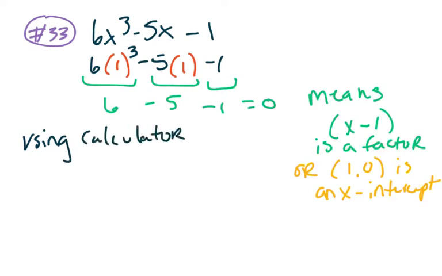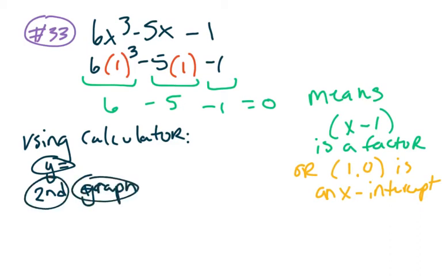And of course you can graph them, but we're trying to plug in each of these numbers. So instead of graphing and trying to find a window that works, you're going to go to your y equals and type in your equation. So let's see, 6x cubed minus 5x minus 1. And then if you go to second graph, the second button and then the blue graph button, you're going to end up at your table.